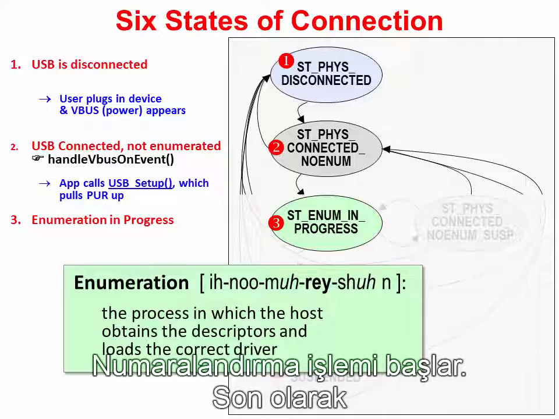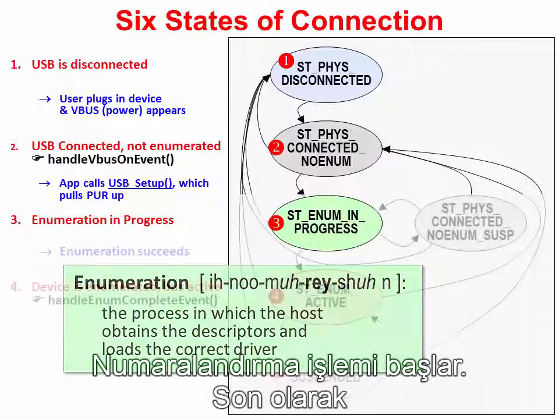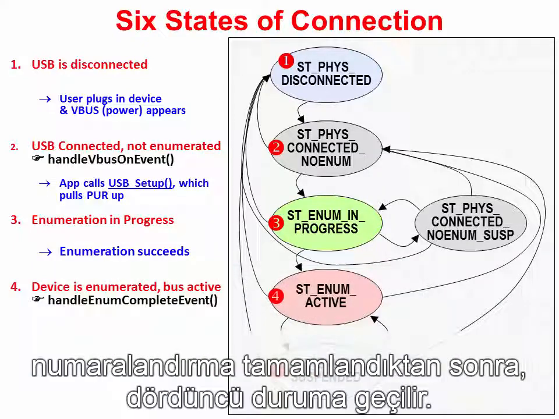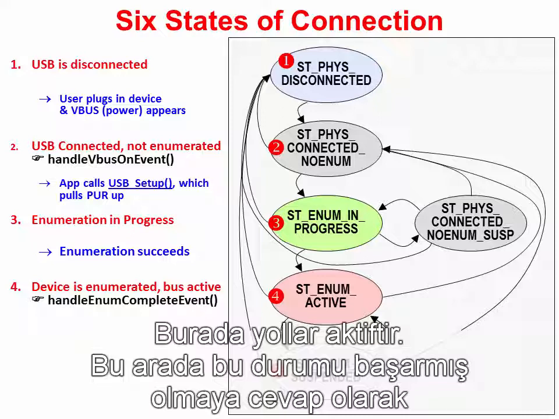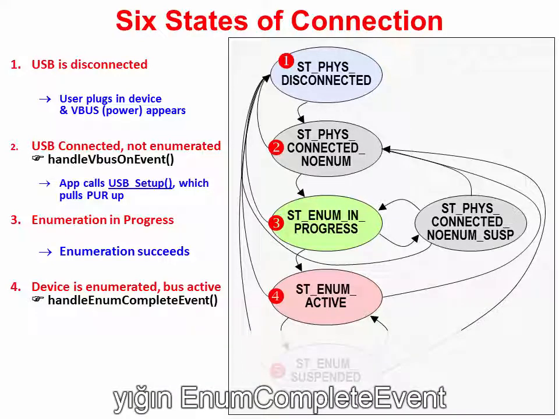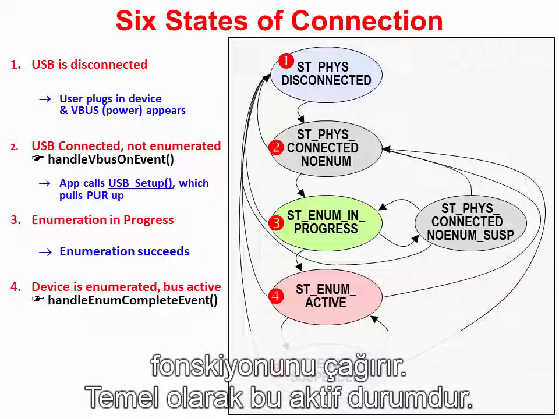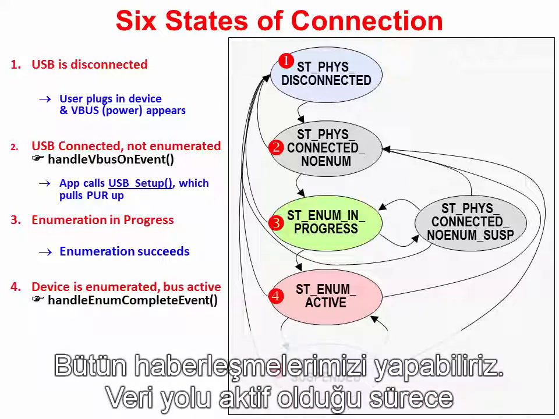We've reached the enumeration is in progress state. Finally, once enumerated, we move to state 4, where our bus is active. By the way, in response to achieving this state, the stack calls the enum complete event handler function. Basically, this is the active state where we do all of our communication.